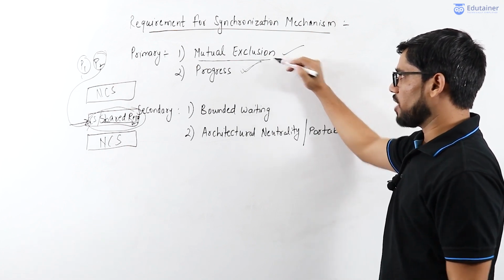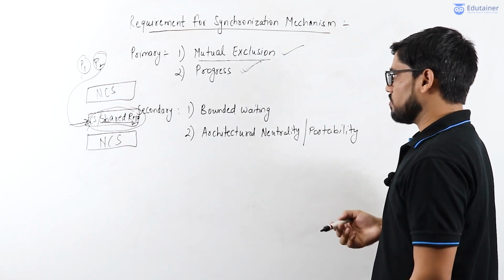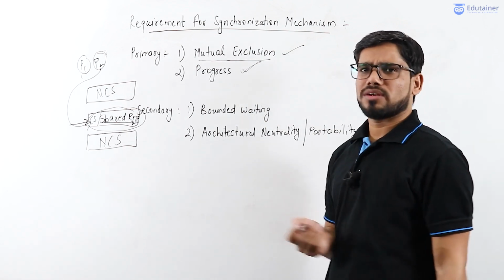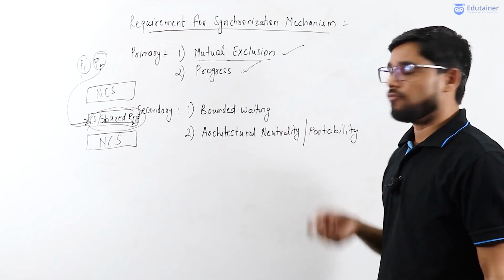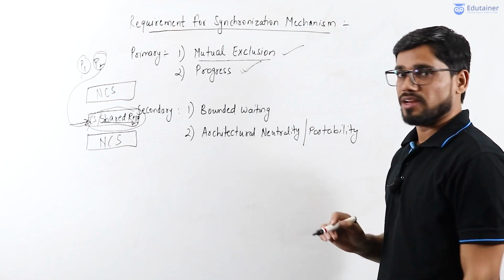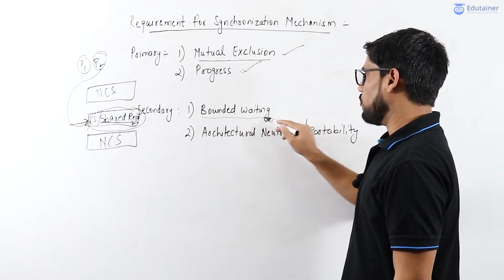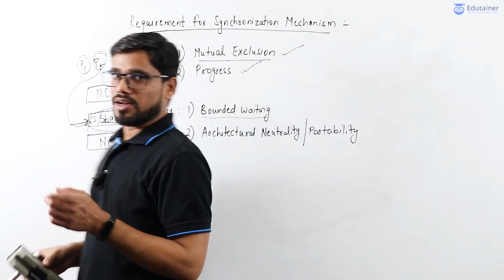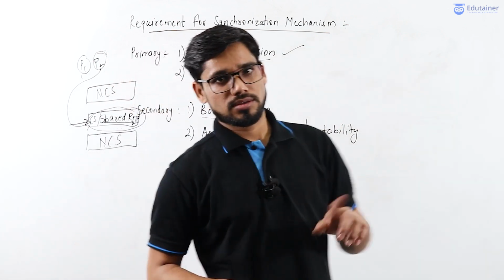Apart from these two primary conditions, other conditions are also involved, which are secondary conditions. A secondary condition is not necessary, but it is good if your solution provides these conditions as well. The first secondary condition is bounded waiting. Bounded waiting means the starvation problem.